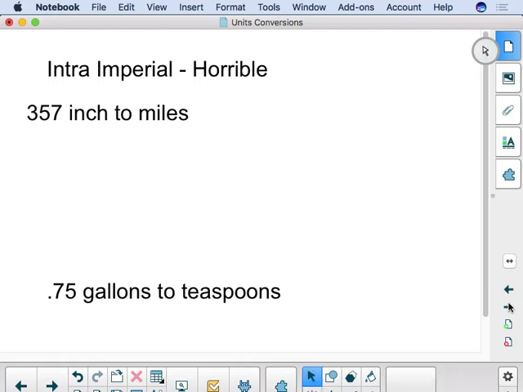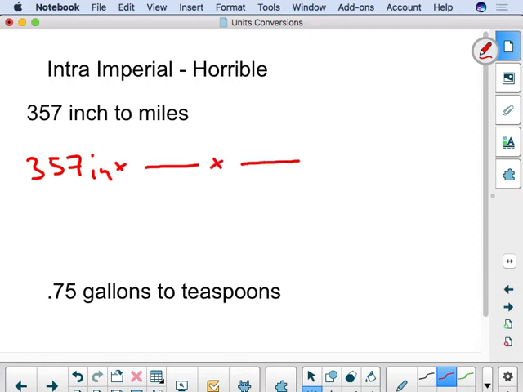Here are some similar conversions in the imperial or English system, and they're much less pleasant to do. Okay, so if I have 357 inches, and I want to take that through 2 steps, I'm going to start off by writing down the number I have, and then thinking about my conversion factors that I'm going to need.